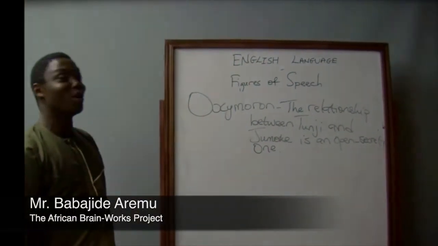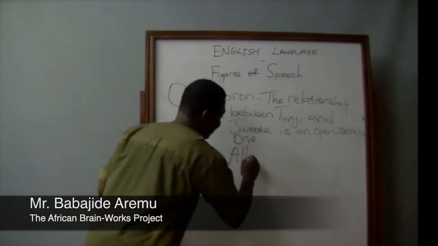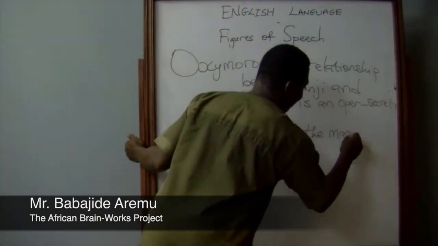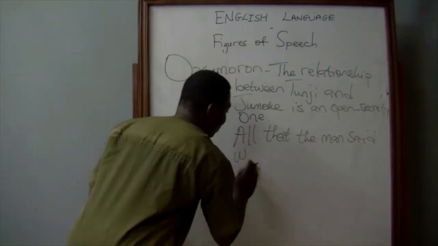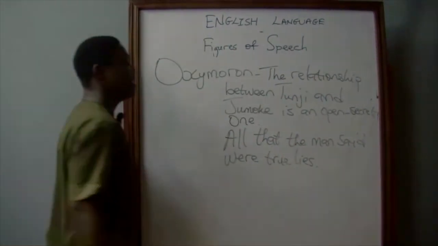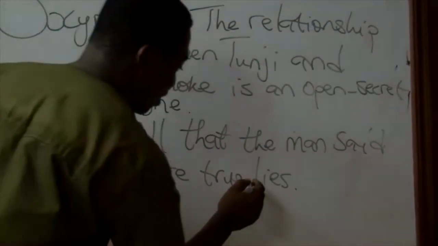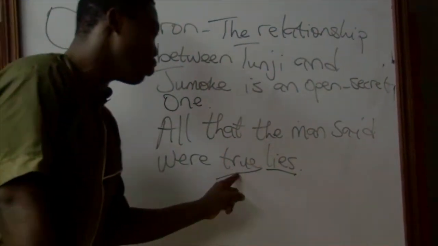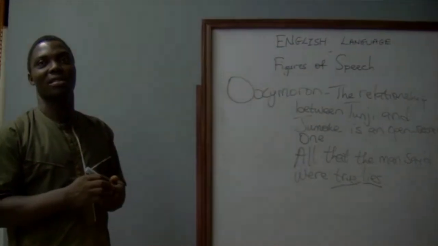Another example of oxymoron is true lies. All that the man said were true lies. This actually sounds very contradictory and oxymoronic. You have something that is true, yet lies. So, the use of the word true and the word lie will give us a perfect oxymoronic statement.